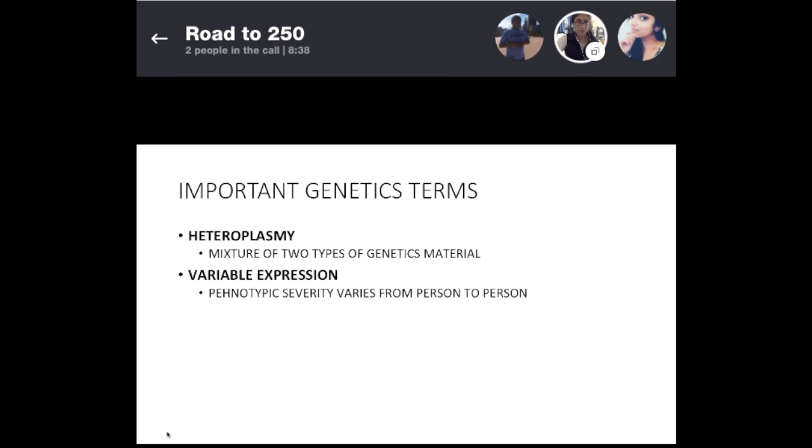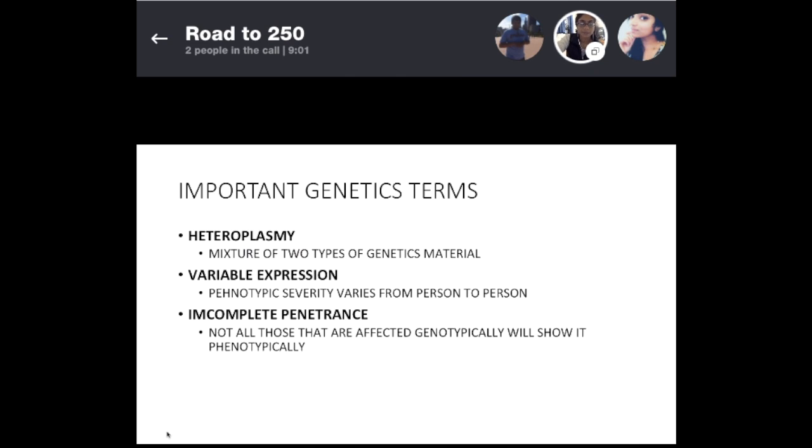Variable expression, this is just going to be that the phenotypic severity is going to vary. So the physical appearance as a result of the mutation will vary from person to person. So it won't necessarily be the same, even though it's the same mutation. So that'll be variable expression.